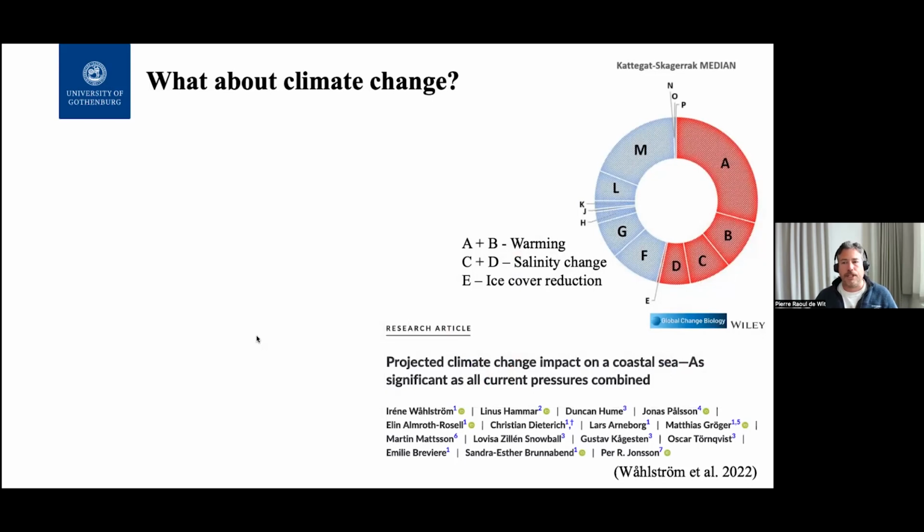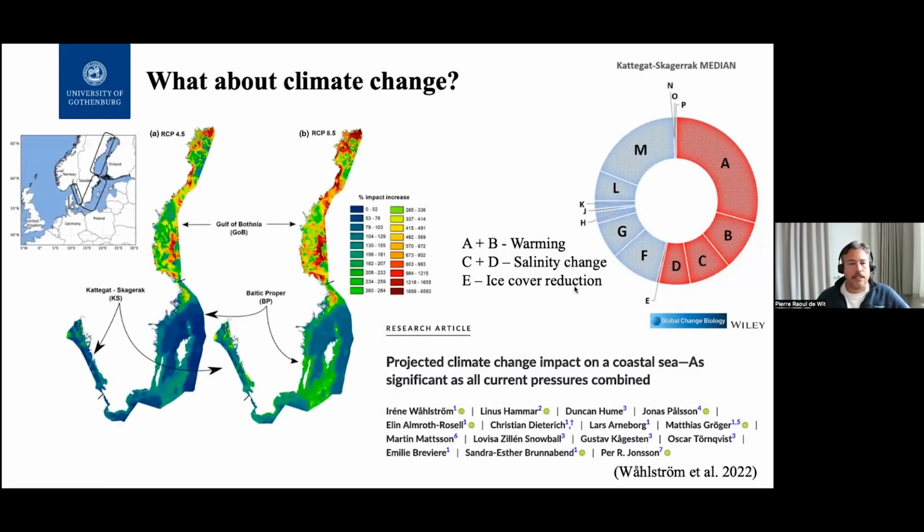Finally, what about climate change? So here was a recent paper that came out last year that looked at the future effects of climate change impacts. It's a cumulative impact assessment, and what they could see, if you plot it on a map here, is the increase in impact predicted by the end of the century in Swedish waters. You can see in our area here, it's not as bad as in the Bothnian Sea or in the Gulf of Bothnia, but still the impact is predicted to be around doubled by the end of the century.